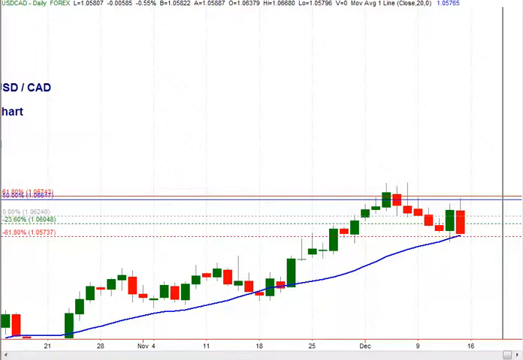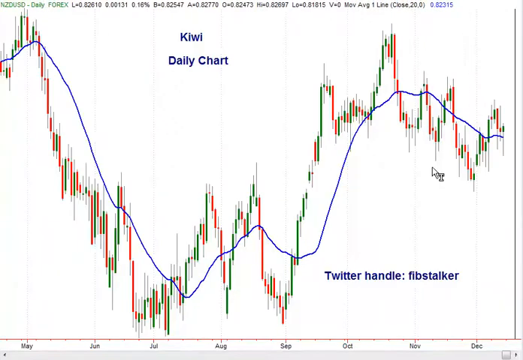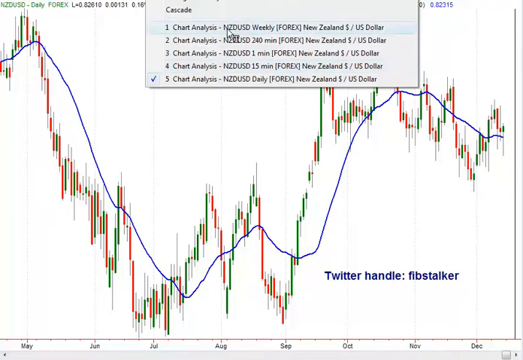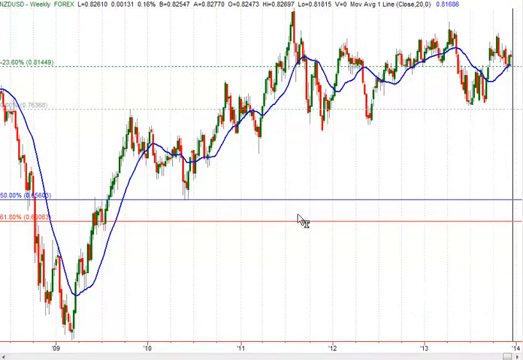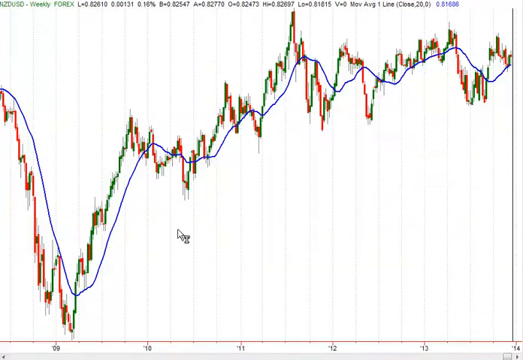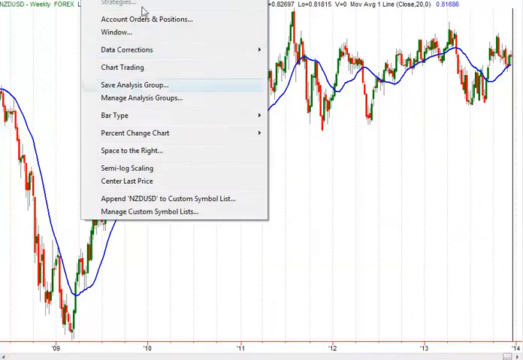Finally, I want to touch on the Kiwi here, and I start from the weekly. Differently from the Australian dollar, this market is not in shorts, and let me show you why.